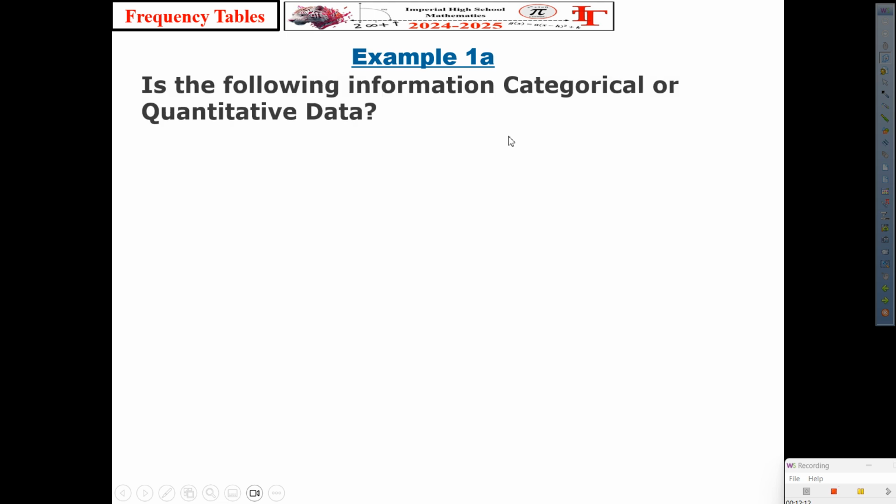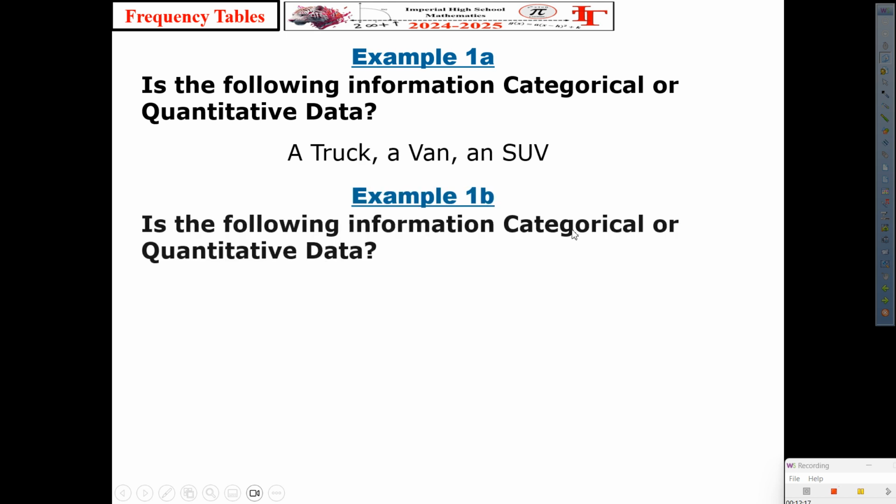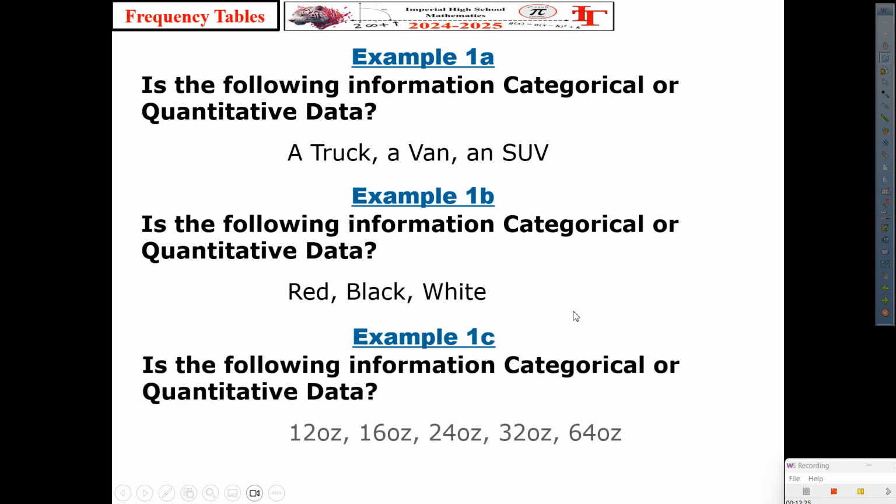Look up. Example 1A. We have a truck, a van, an SUV. Example 1B. We have red, black, white, purple, orange, blue. Example 1C. 12 ounce, 16 ounce, 24 ounce, 32 ounce, 64 ounce. Question. What kind of data is this, and this? Think about it. Don't say it out loud. On your screen, circle for each one of those what it is. Is it categorical or quantitative?